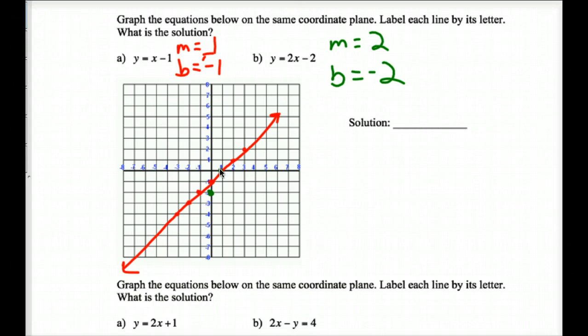Bam, right there. And then you hope that your second line jumps right on top of the first line somewhere. And it did in our first problem. Or I could have gone down 2 and left 1, but whatever. Circle the point of intersection.